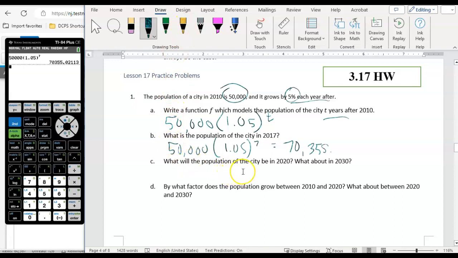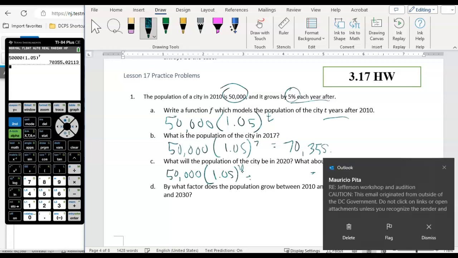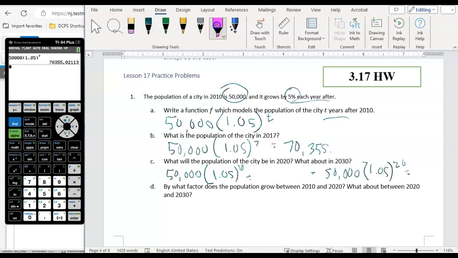What will the population be in 2020? What about in 2030? So in 2020, that is 10 years later. And then in 2030, that would be 20 years later. So I'll let you go ahead and do the calculation there to find the answer to that.